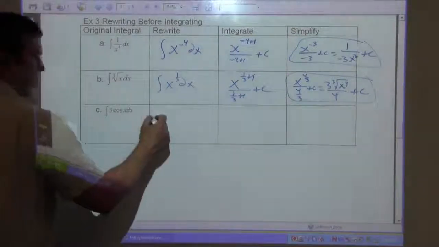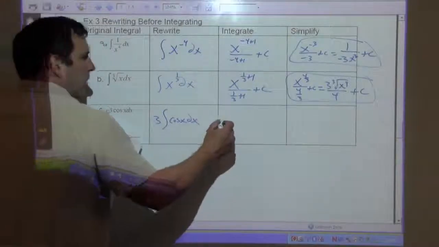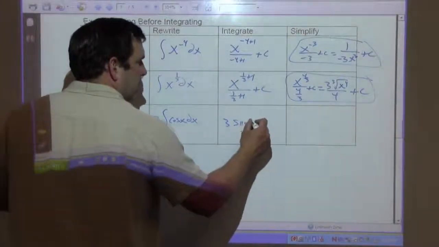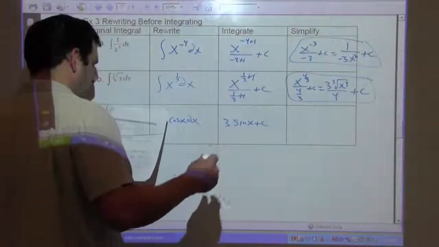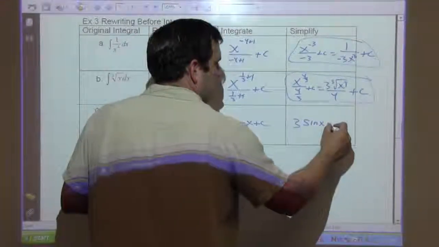Integral of 3 cosine x dx, I'd say 3 times the integral of cosine x dx. That's going to be 3 sine x plus c. And there's no other way to really simplify that, 3 sine x plus c.